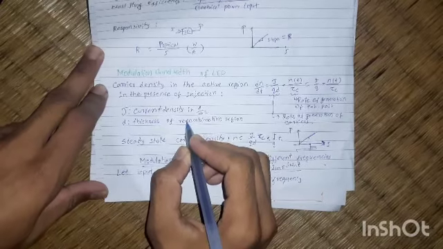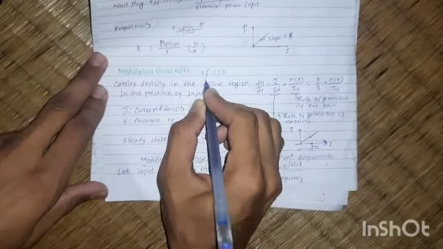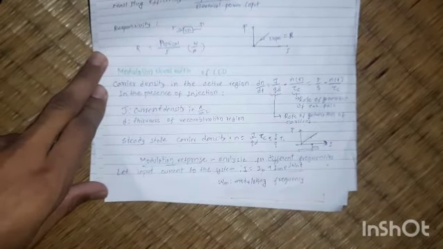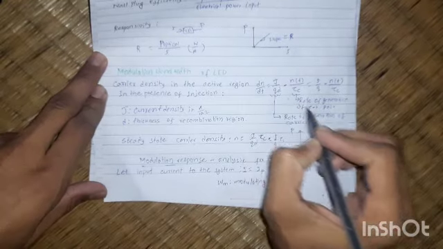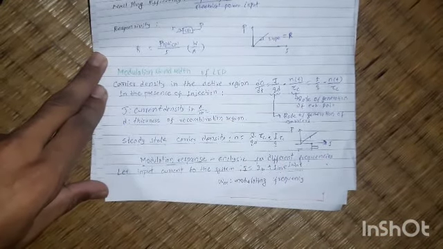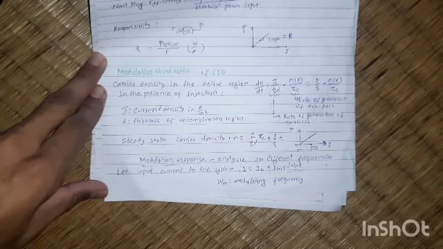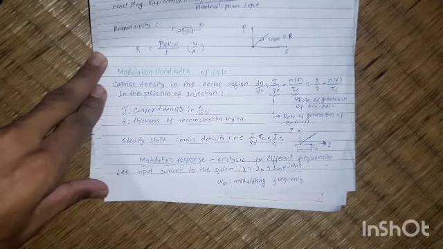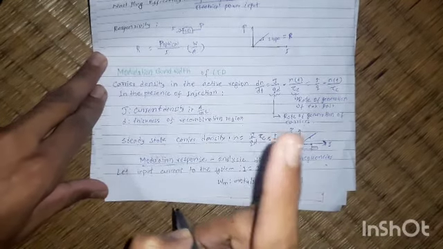Now we are going to talk about the modulation bandwidth of an LED. Mainly, there are two types of modulation bandwidth: one is optical bandwidth and the other is electrical bandwidth. Let's first discuss the electrical bandwidth.